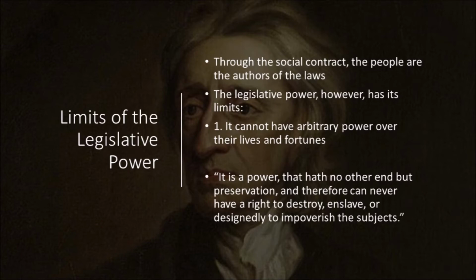So Locke really doesn't have the notion of checks and balances in his system. That is more of an invention of the American founders, and in particular James Madison. There's some separation of powers, but really they flow from the legislative power. So through the social contract, the people are the authors of the laws. And so every law that is passed is presumed in that way to be the will of the people, even though in every case it's the majority that decides.